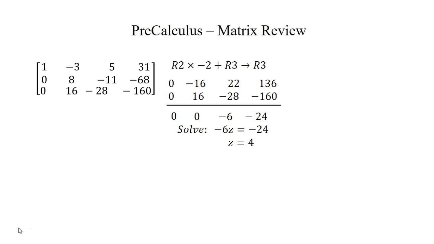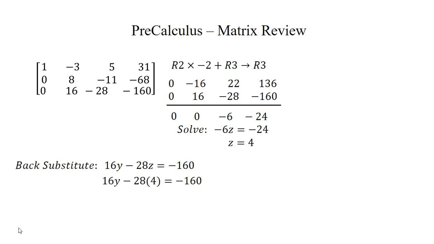So I'm going to go back to the matrix, the third row before I eliminated the y. And I had 16y minus 28z equals -160. And we're going to plug in the z value we found and solve for y.